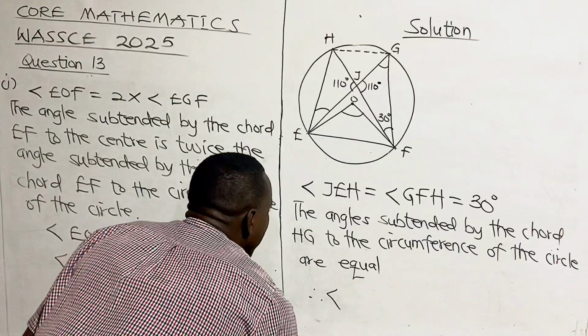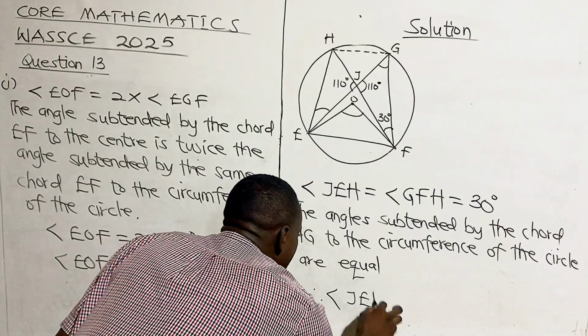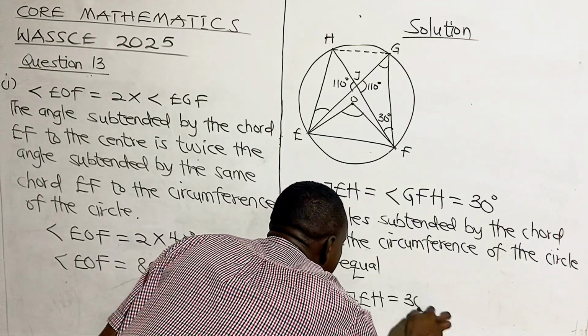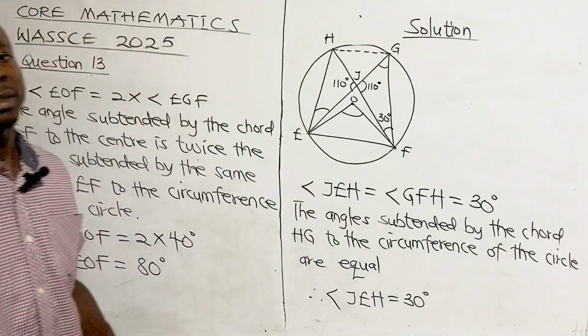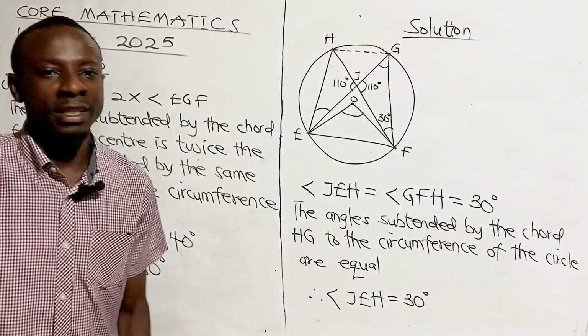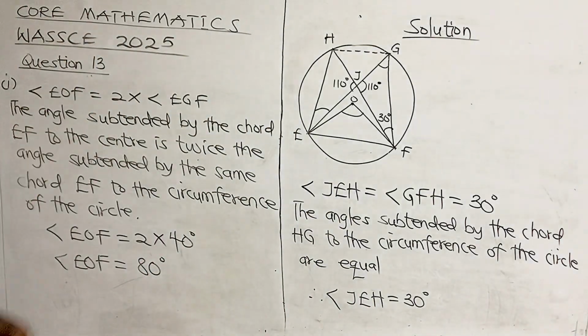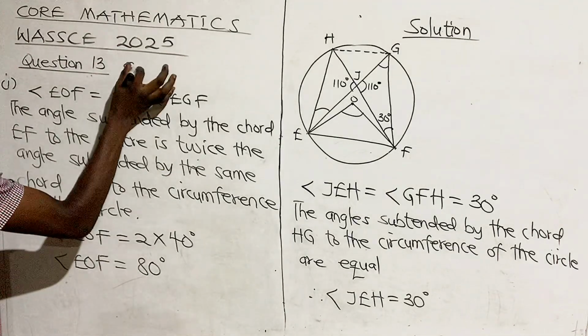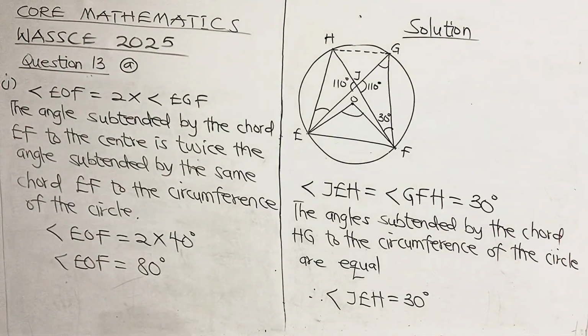Therefore, angle GEH is equal to 30 degrees. And that will be the end of question 13A. This was question 13A of Core Math WASSCE 2025.